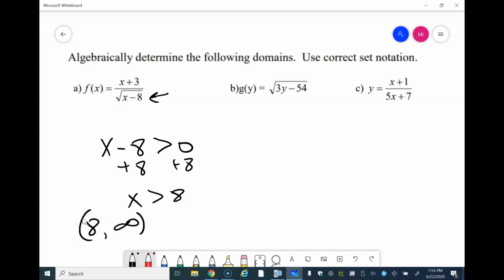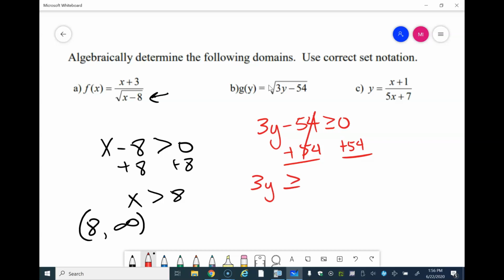The next one here is the same thing, but this time it can be set equal to 0. So it can be greater than or equal to 0, because you can take the square root of 0, which is 0 in this case. So plus 54 on this one. This side cancels out. So we have 3y is greater than or equal to 54.